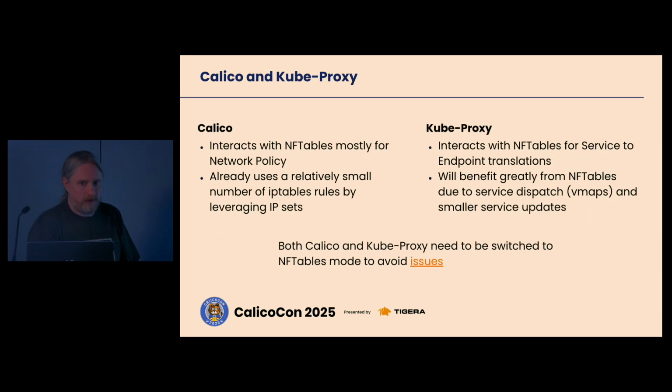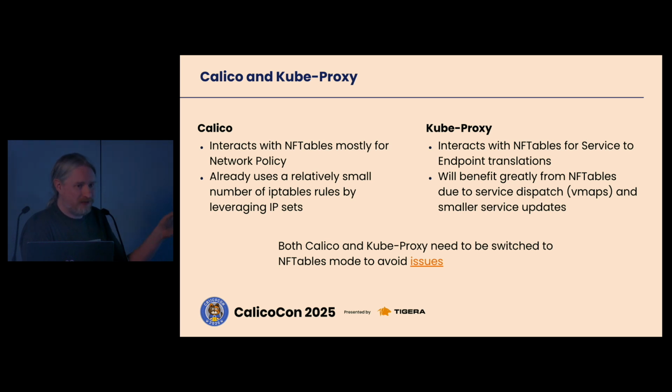So I've spent this whole time talking about Kube-proxy. How does Calico relate to this? Calico mainly interacts with nftables for network policy. It also interacts for masquerading, so that NAT outgoing true statement. Kube-proxy is going to interact for service endpoint translation.